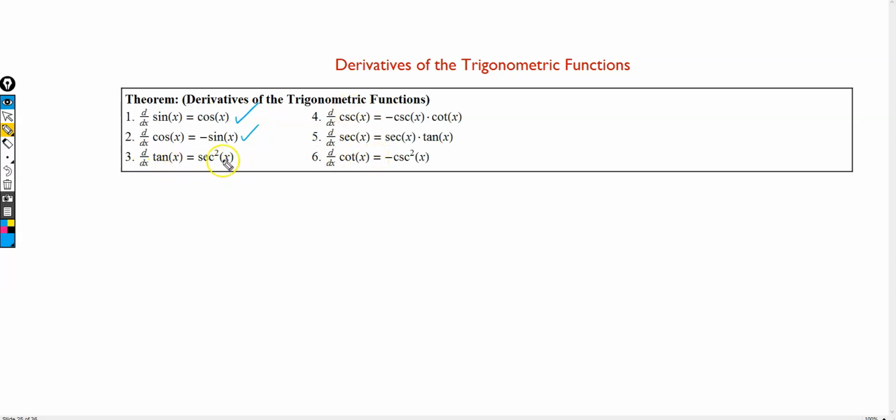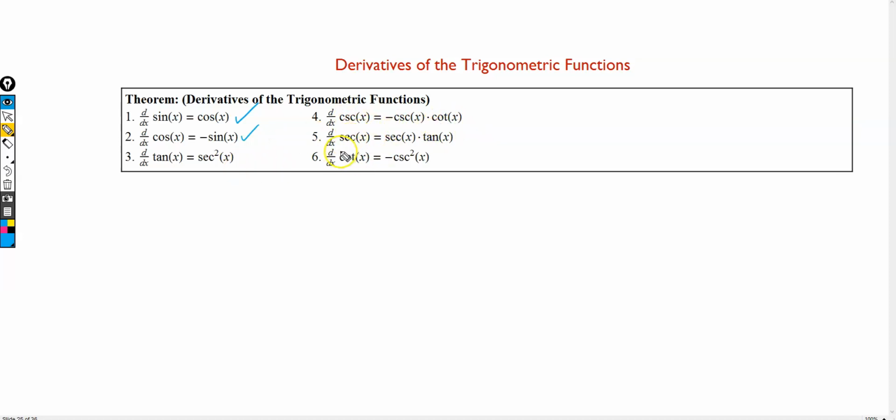Derivative of tangent is secant squared. Derivative of cotangent is negative cosecant squared. Derivative of secant is secant times tangent. And derivative of cosecant is negative cosecant times cotangent.